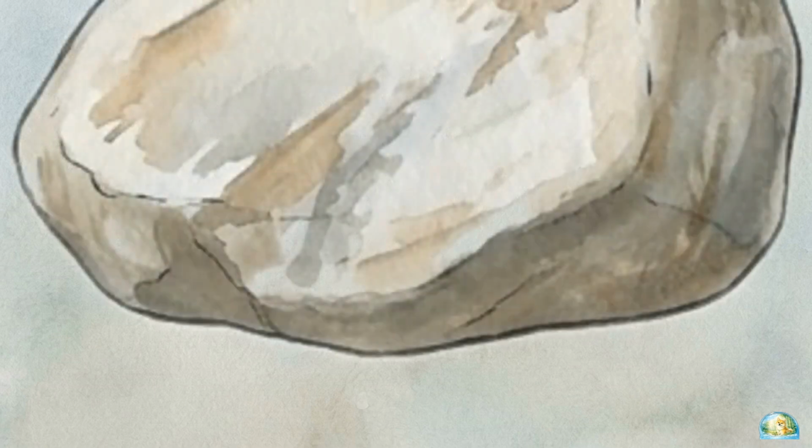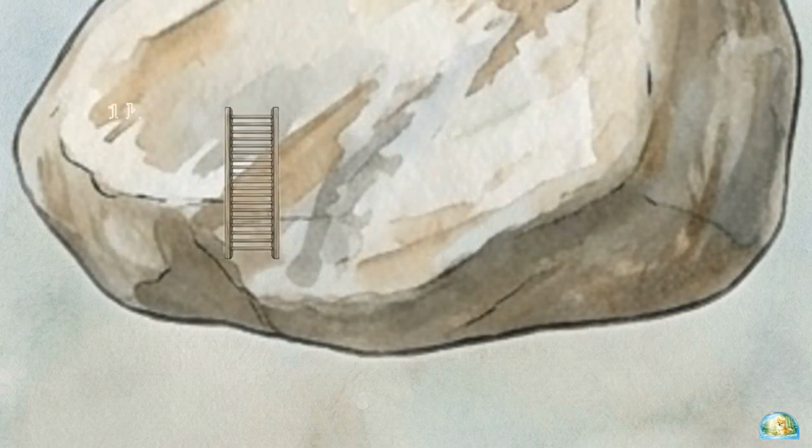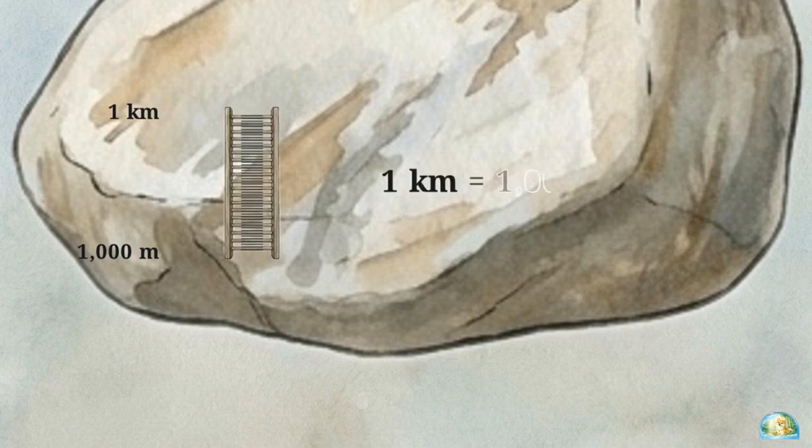At the kilometer rise, we see a ladder carved into the rock. This single kilometer segment opens up into 1,000 smaller meter rungs. This establishes our first relationship. 1 kilometer is equal to 1,000 meters.